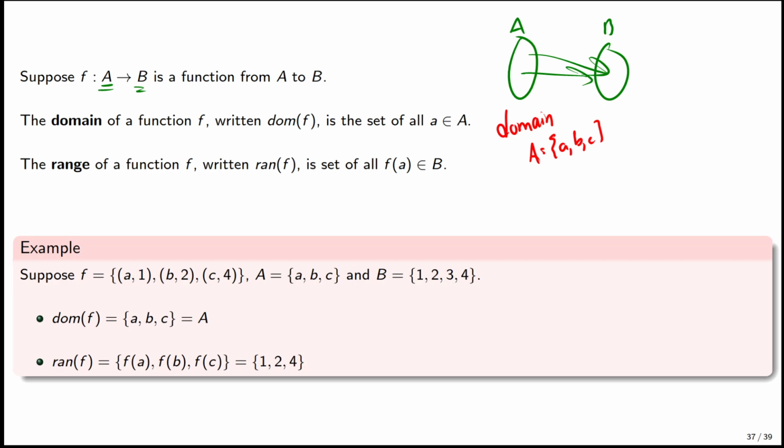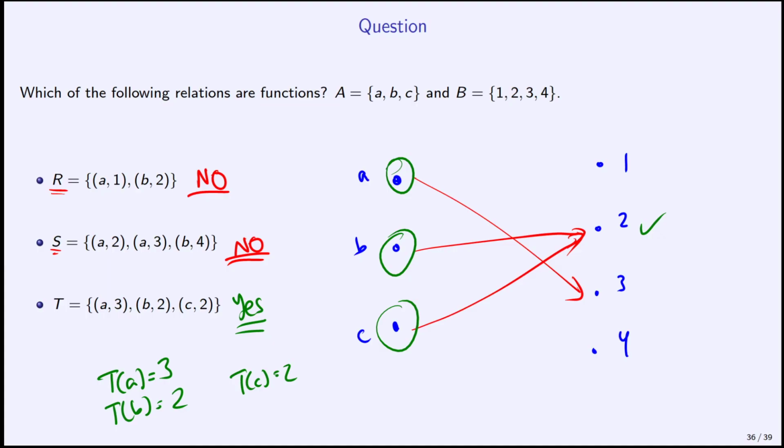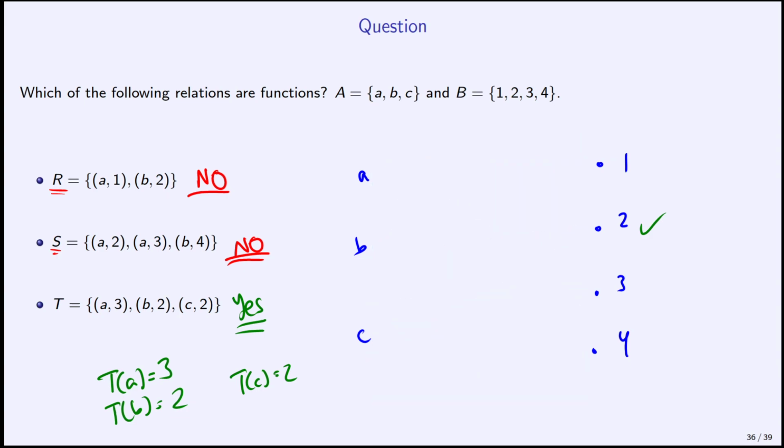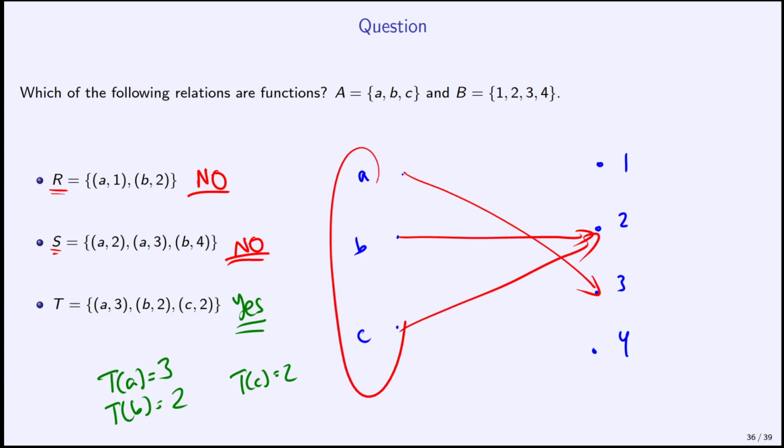The range of a function is everything that the domain gets mapped to. So if we take a look at the previous example here, allow me to clean up some of these marks, but I think it's good that we take a look at this. A went to 3, B went to 2, and C went to 2. So A, B, and C, this is the domain of our function, and the range is 2 and 3.